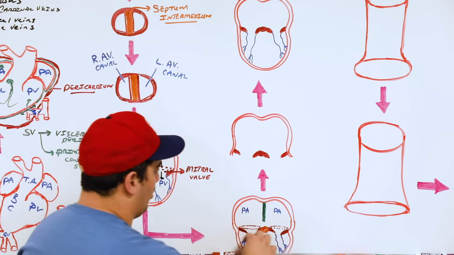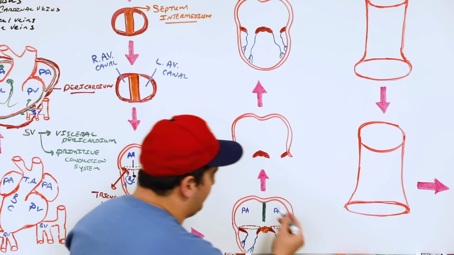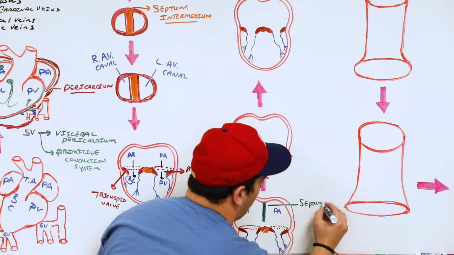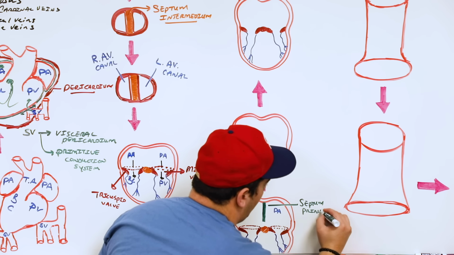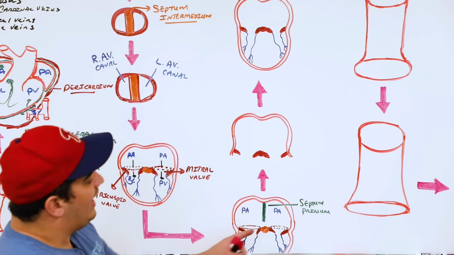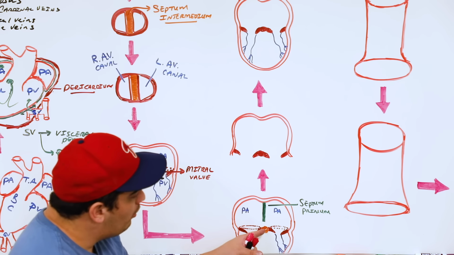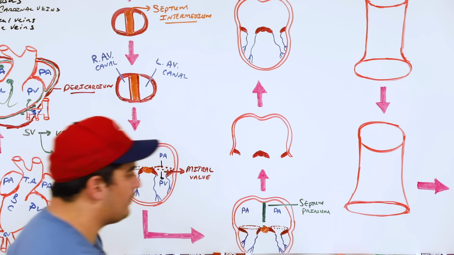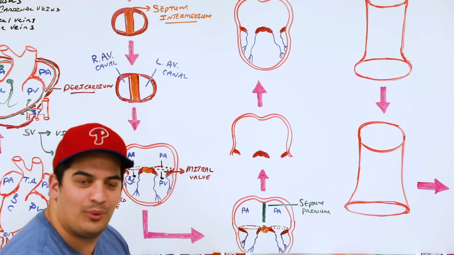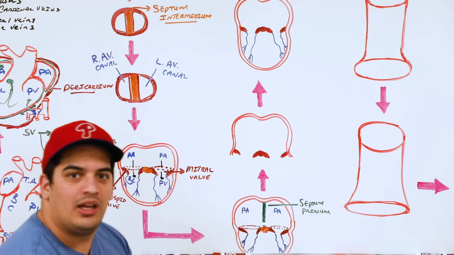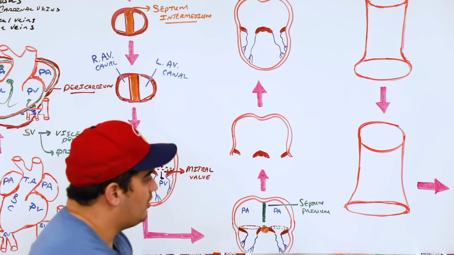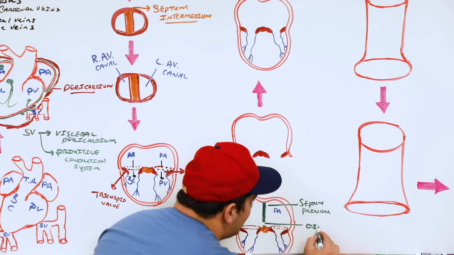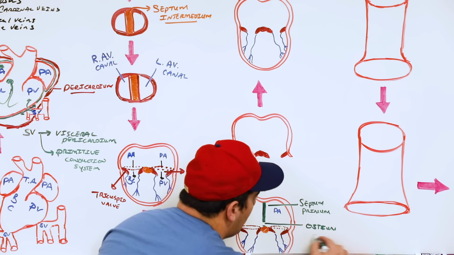What is this tissue here called? This tissue is called the septum primum. And because it doesn't reach all the way down to the septum intermedium, it creates a little space, if you will. What is that little hole there called? Well, guess what the name of this was? Septum primum. You know what the name for a hole is? Ostium. So it's ostium primum. So this little hole here is called the ostium primum.